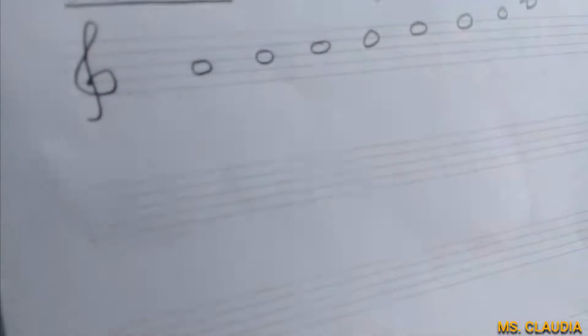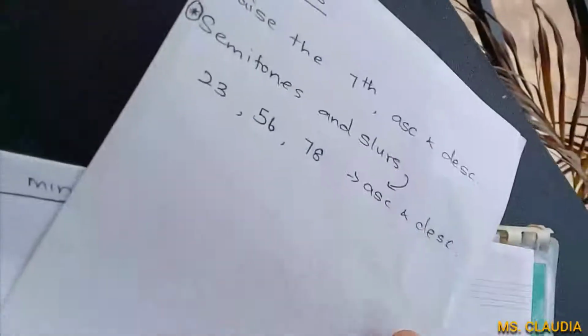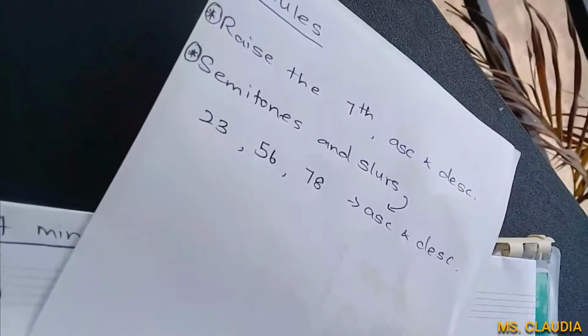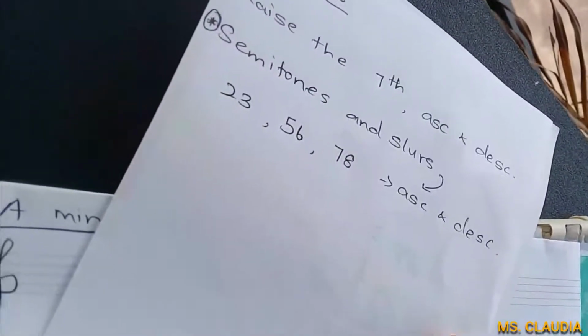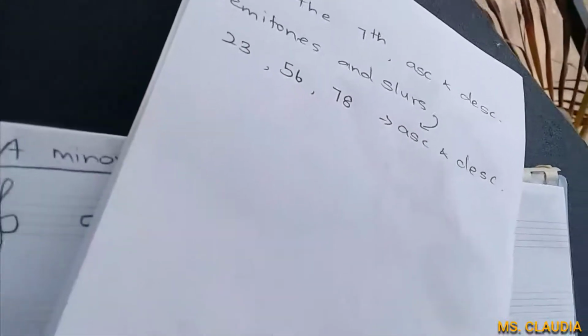There are some rules which we must follow when we are working on harmonic minor scales, right? They are raise the 7th note ascending and descending both ways, and you must add the semitones and slurs on 2, 3, 5, 6, 7, 8, right? Ascending and descending.